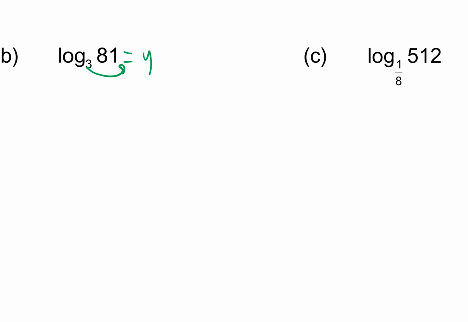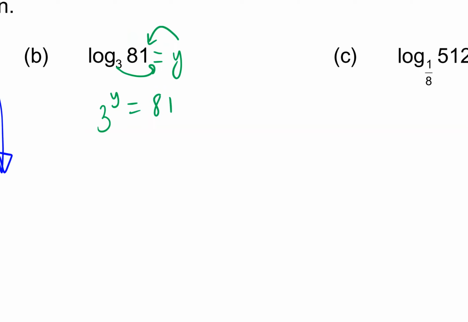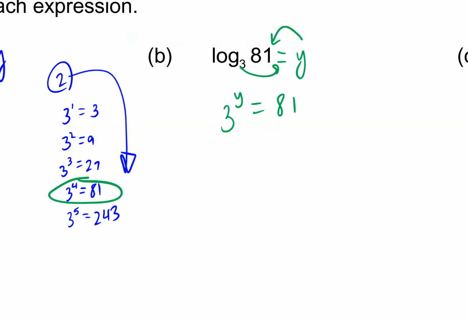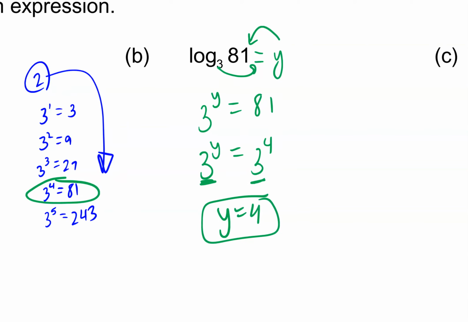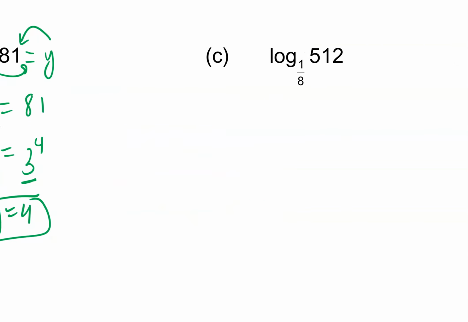3 to what power is 81? Bring this back. I see to the fourth power. So 3 to the y is equal to 3 to the 4, and once you have the same base, you set the exponents equal to each other. All right, we'll give it another go.